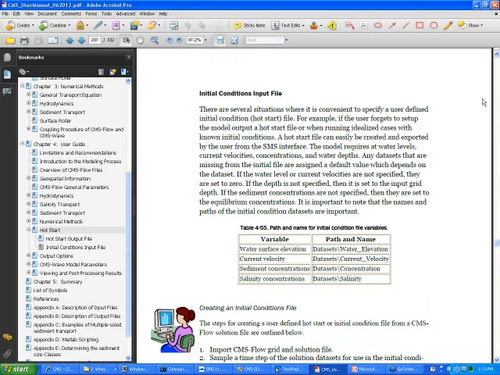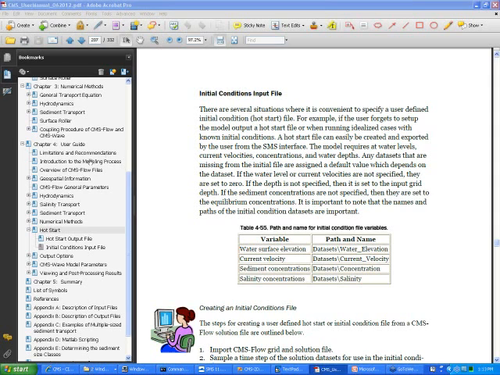Are there any questions on the initial condition? Okay, there's a question by Matt asking if I can talk about how to specify boundary conditions from another model or using nested grids. Sure.